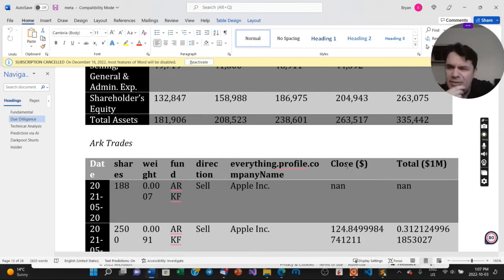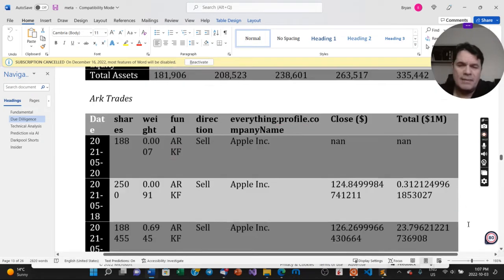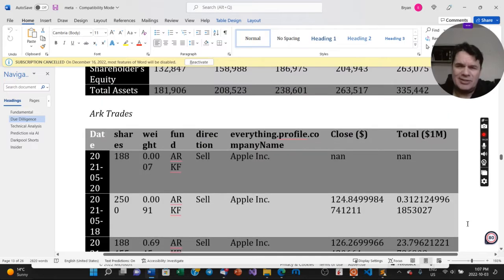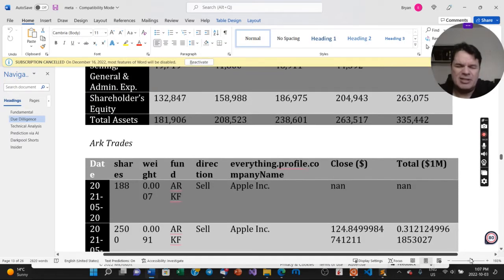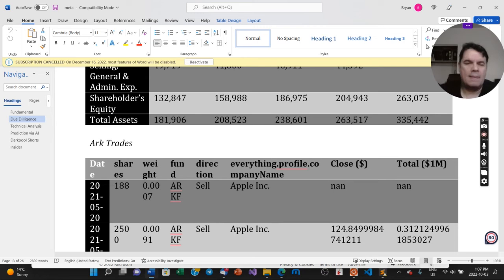This is another one I thought would be interesting for people, because a lot of people do follow Kathy Wood's Ark. So I thought I'd put her trades in here as well. I've got to clean up the reporting still. This one's for Apple, but you can see all the selling for Apple. So it's just another example, but we're still focusing on Meta, but I've got to get that cleaned up.